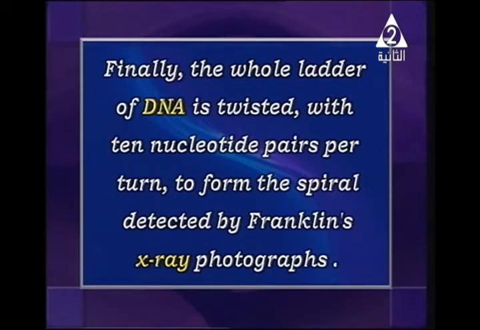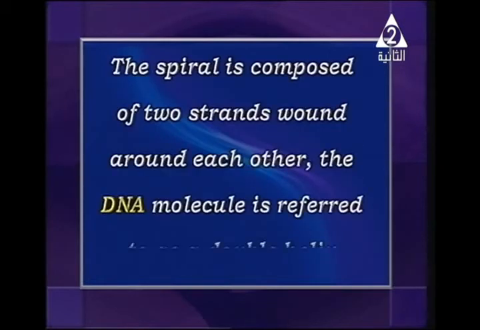And here is the integration between the scientists' experiments, okay? They got a lot of information from the X-ray diffraction technology carried out by Franklin, and Watson and Crick put the final imaginary form or structure for the DNA. The spiral is composed of two strands going around each other, where the DNA molecule is referred to as a double helix. So it looks like a ladder, and this ladder twists, and in each turn we have about 10 pairs.